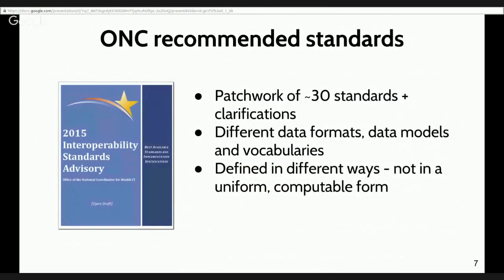The Office of the National Coordinator, ONC, has recommended a subset of those available standards that they believe provide the best interoperability. But even that subset is a patchwork of about 30 standards, plus a bunch more clarifications to those standards, which help to achieve interoperability. So there's still quite a variety of different data formats, different data models, and vocabularies. And the standards themselves are defined in all sorts of different ways, and they are not defined in any sort of uniform computable form.